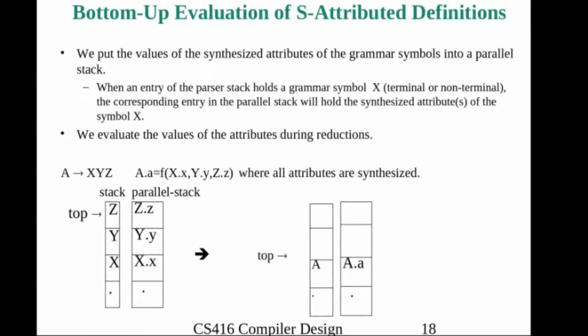In a bottom-up parser, we can evaluate S attributed definition while maintaining one more stack along with the existing one. That is called a parallel stack, which is used for storing the synthesized attributes of the symbols which we pushed onto the stack. Suppose we are pushing Z onto the stack, then the synthesized attribute Z.z we will store in the corresponding position of the parallel stack. And suppose we are inserting Y onto the stack, then Y.y is the synthesized attribute of Y, so we will store that in the corresponding position.